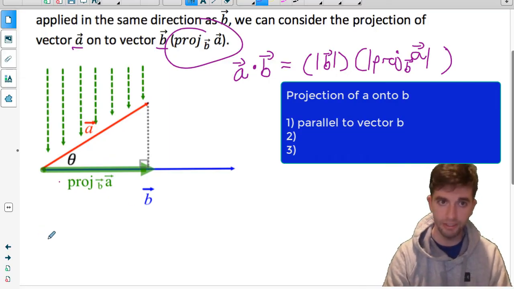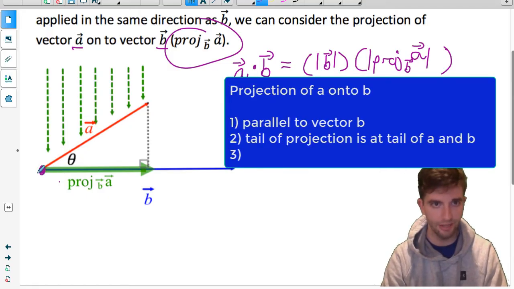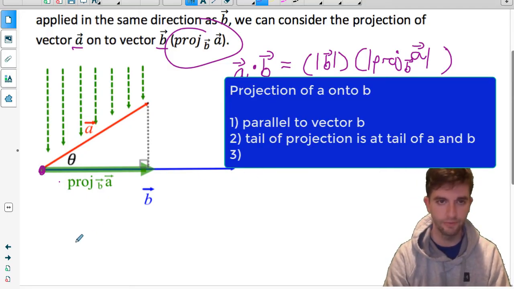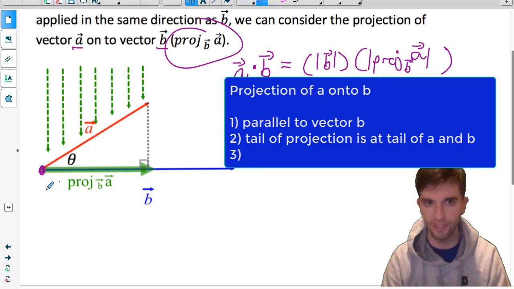The second property is that the tail of the projection vector is at the same place as the tails of the other two vectors. So all the tails of all three of these vectors, the red one, the blue one, and this green projection vector, they're all in the same spot.